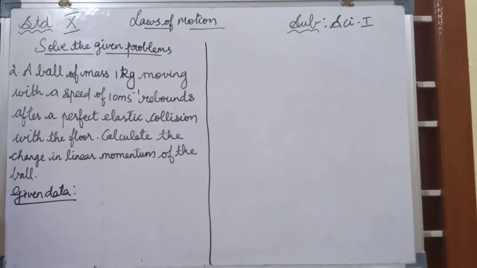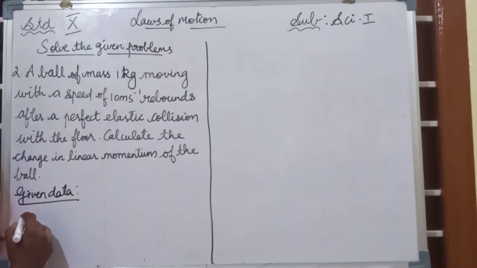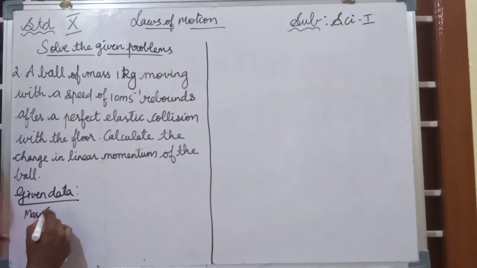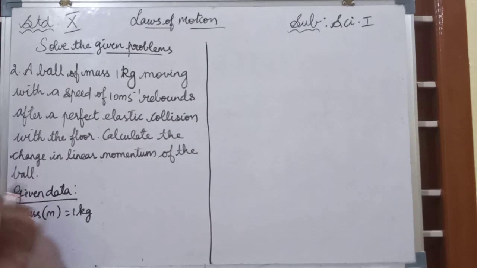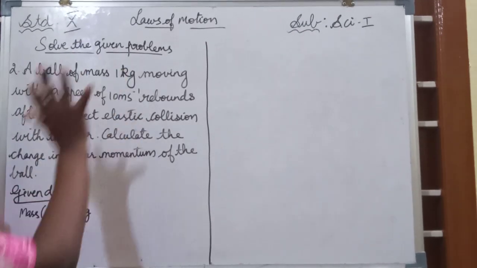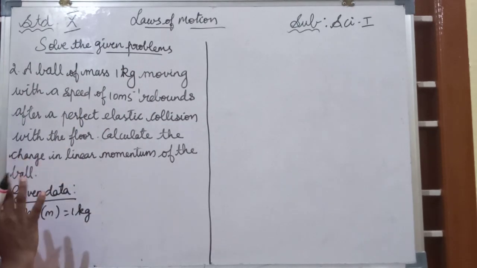So, what have they given? A ball of mass 1 kg. So, mass M is equal to 1 kg. Why didn't I put M1? Here they are talking about only one object, so that's why I have written only M.